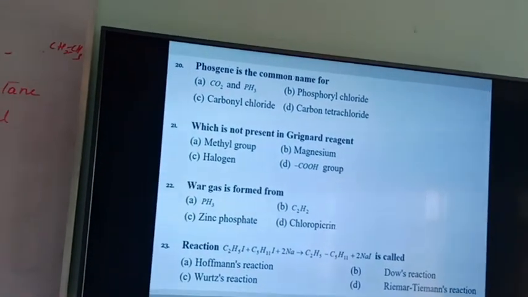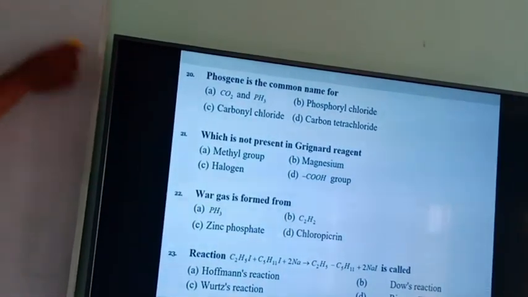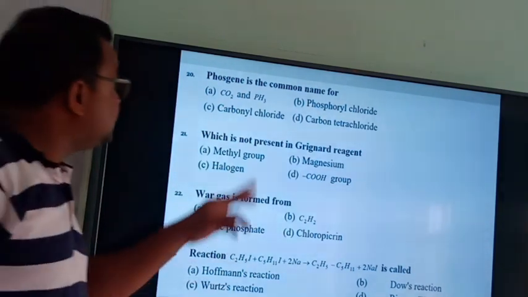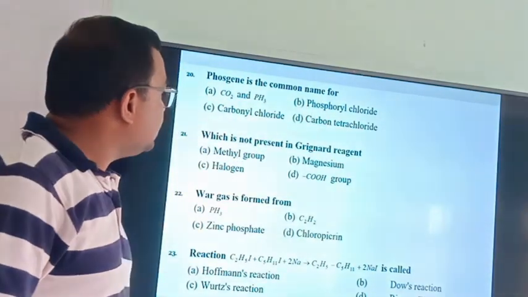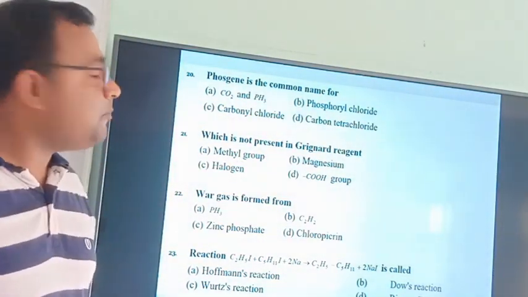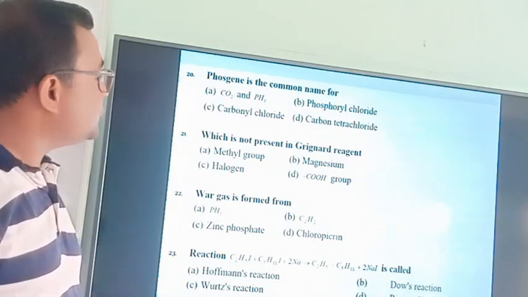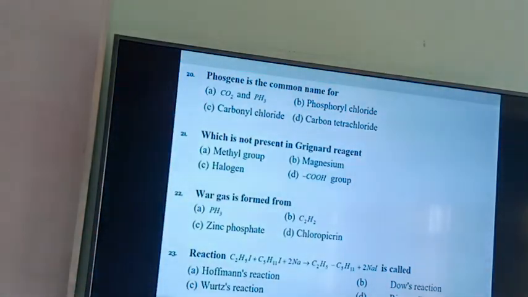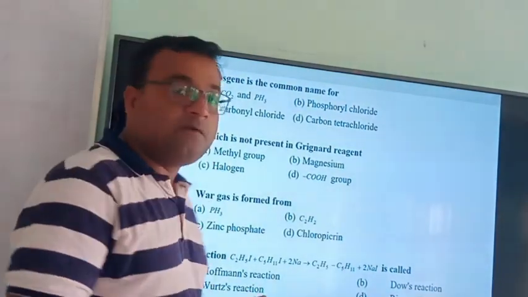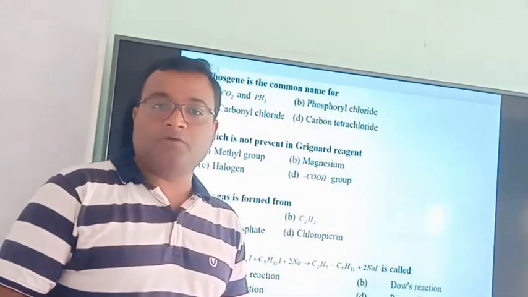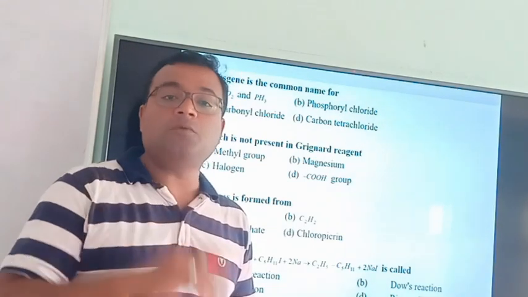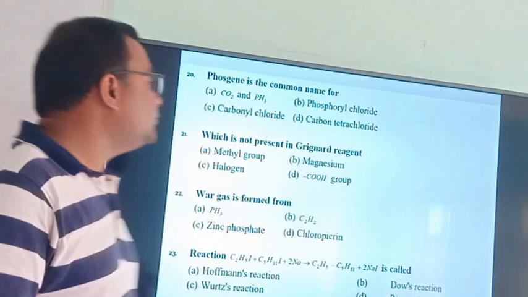Question number 20. Phosgene is a common name for what? First of all, you should know the formula of phosgene. Phosgene is a highly poisonous, deadly dangerous compound obtained among the polyhalogen compounds. It is a highly poisonous gas, and the formula of that gas is COCl2.